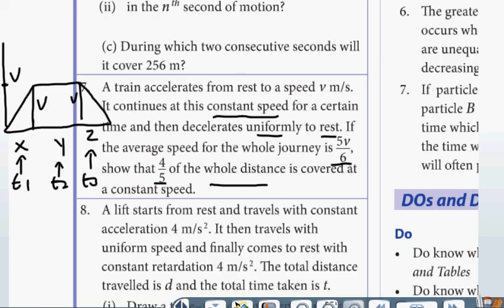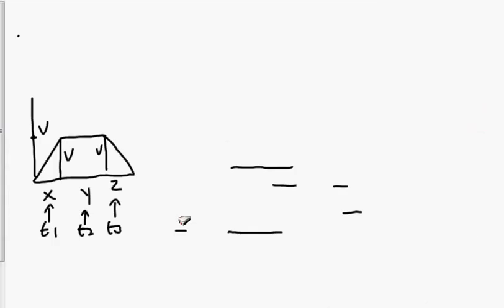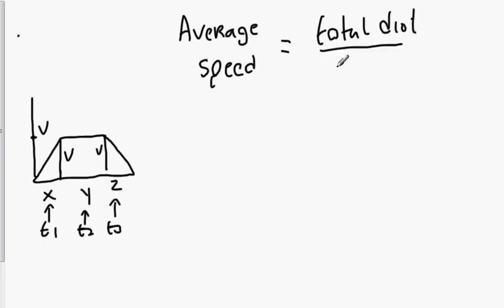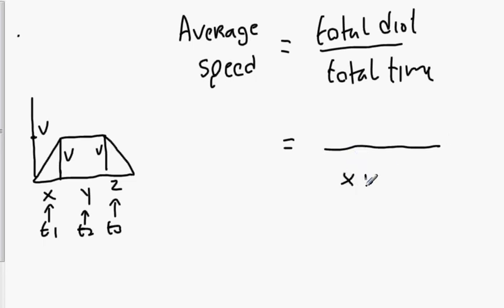Okay, next section then. We have all the information we need, so we're just going to go about using it. Now, we're given the average speed in this question, aren't we? So what is the formula for average speed? Average speed is total distance divided by total time. Fair enough. Total time is going to be all the letters added together: X plus Y plus Z. Is that okay?